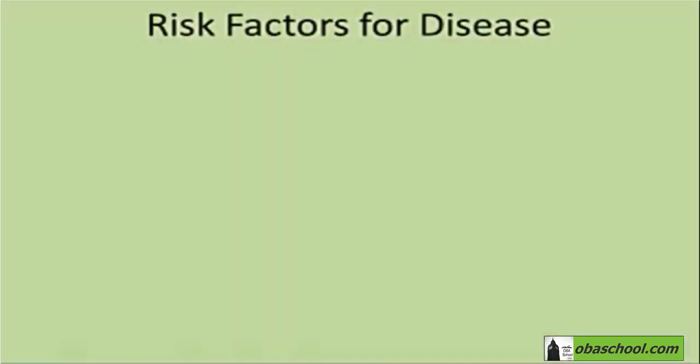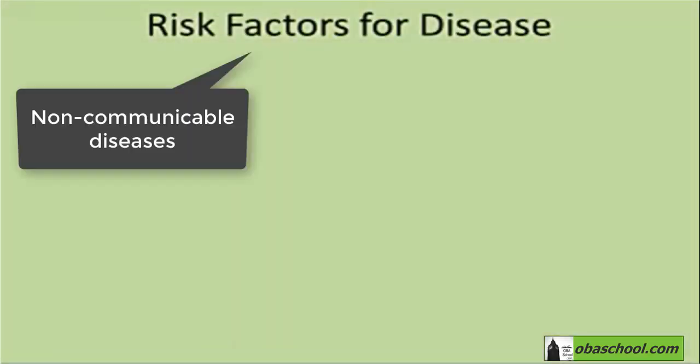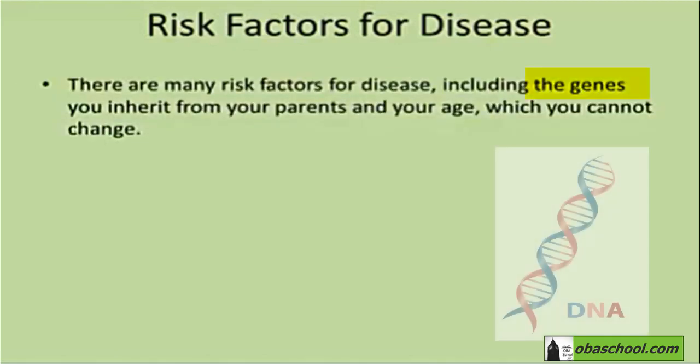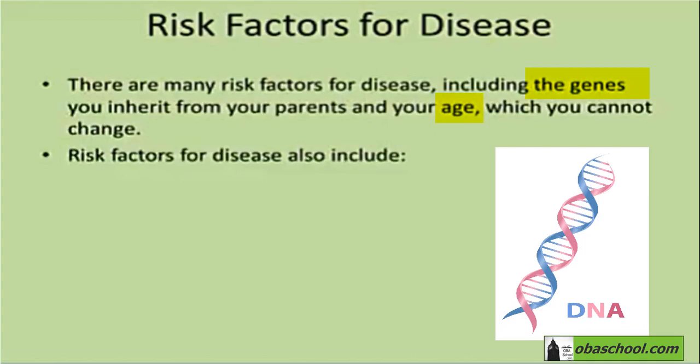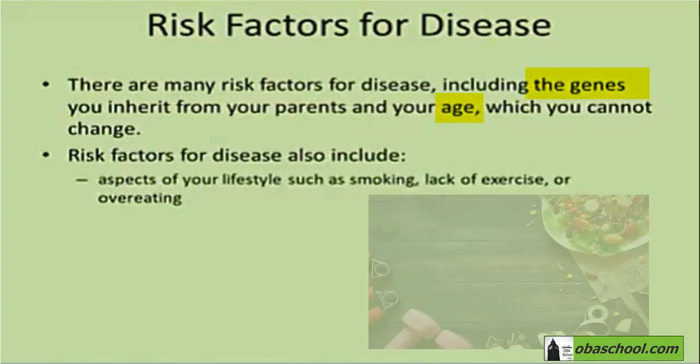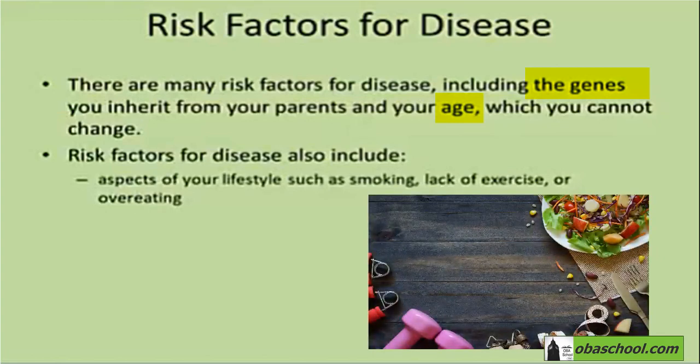We are going to move on to talking about non-communicable diseases. And first of all, we're going to discuss the factors that make you more prone to disease, the risk factors. There are many risk factors for disease, including the genes you inherit from your parents and your age, which you cannot change or control. However, there are risk factors that you can control, and these include aspects of your lifestyle like smoking, drinking, exercise levels, and your diet.